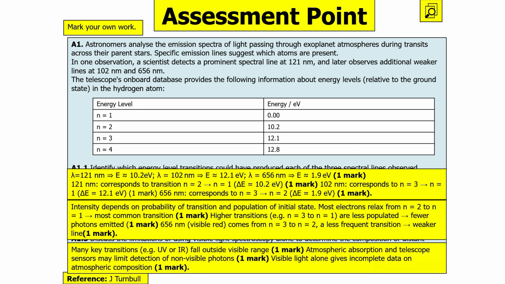Now, many key transitions fall outside the visible range. In addition, atmospheric absorption and telescope sensors may limit the detection of non-visible light photons. So the visible light alone will give incomplete data on the atmospheric composition of the exoplanet.